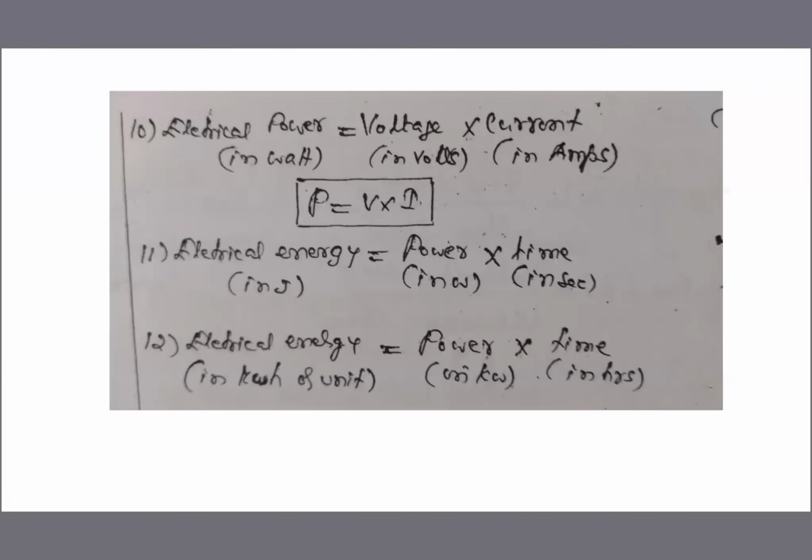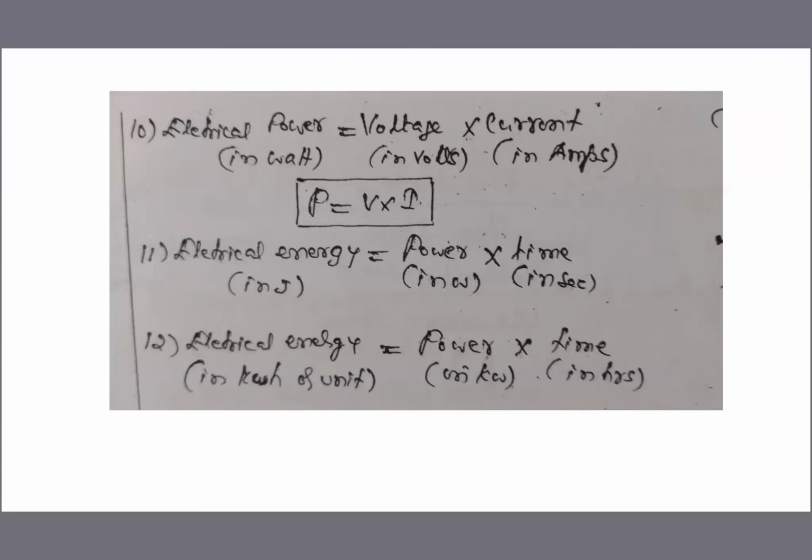Then the electrical power calculation formula, voltage into current: P is equal to V into I. You will get it in terms of watts. Suppose you want it in HP, then after finding the watts, divide by 735.5, and you will get it in terms of HP. That is the watts to HP conversion.